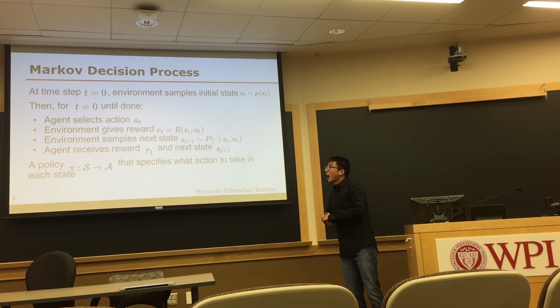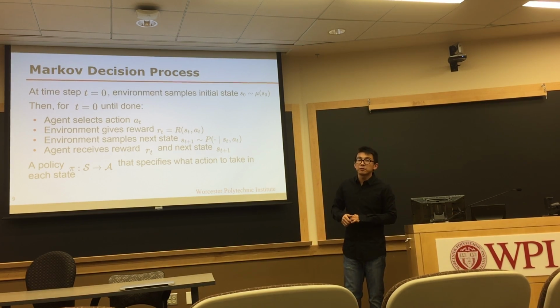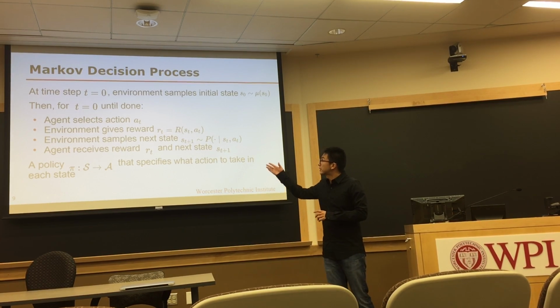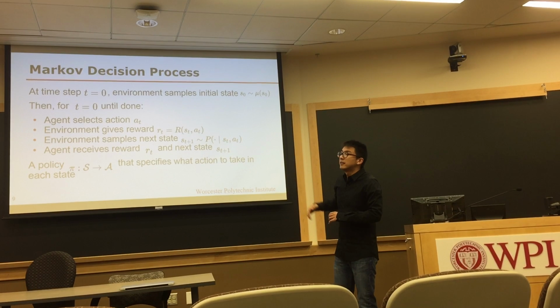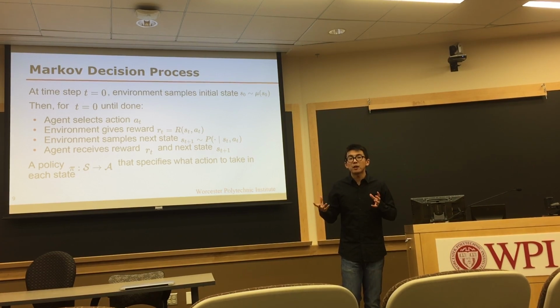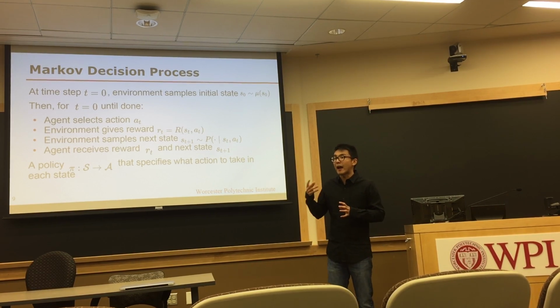So how does the Markov decision process actually work? It is basically described here. At time step 0, the environment samples an initial state. Basically, say I don't know where we are, so we have an initial distribution, which is sampled. And at time 0, we start the Markov decision process by taking an action a_t.